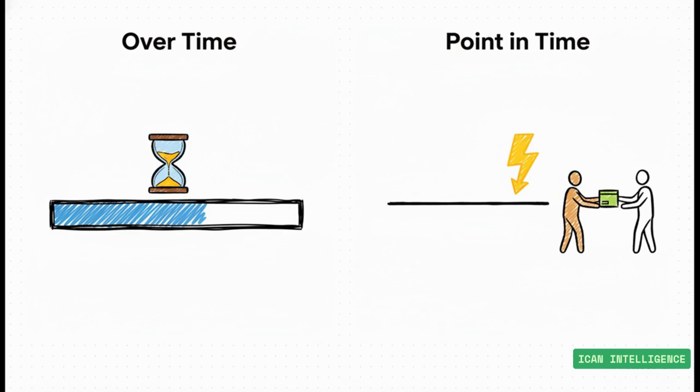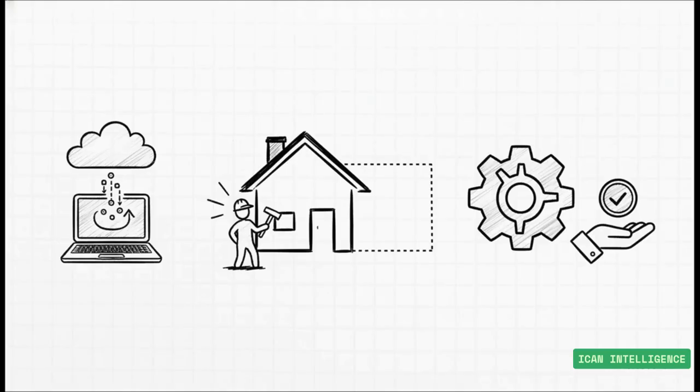The standard gives us clear rules to figure out which one it is. Now here's a pro tip for your exam. You always test for over time recognition first. If your scenario meets just one of these 3 criteria, you're done. It's over time. For example, number 1, the customer gets the benefit as you do the work, like a weekly cleaning service. If you check all 3 and none of them fit, then and only then do you default to recognizing revenue at a point in time.